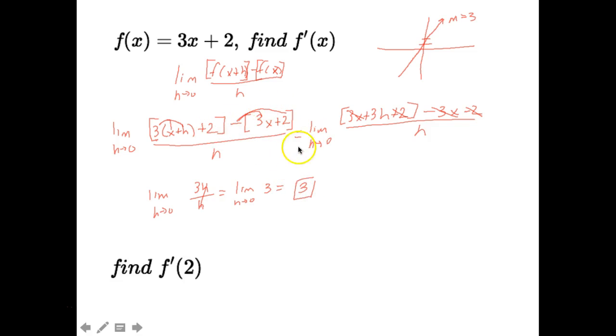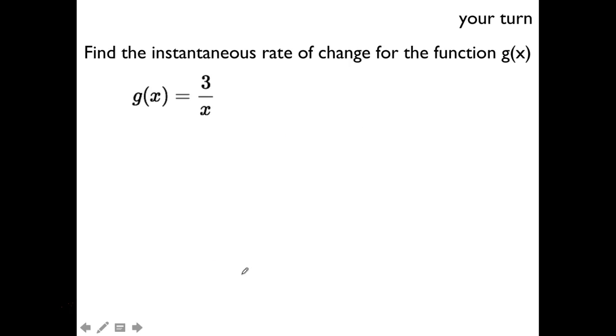Now some things that they'll sometimes ask is find the derivative at a point. So what is the slope at 2? Well, we know the slope everywhere is 3. That's what we just figured out. So the slope at 2 is also 3. Okay, let's go on to a more difficult one.